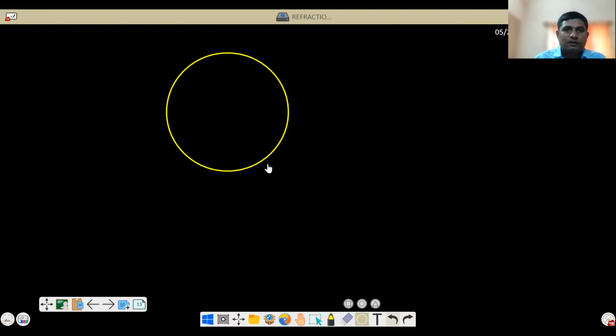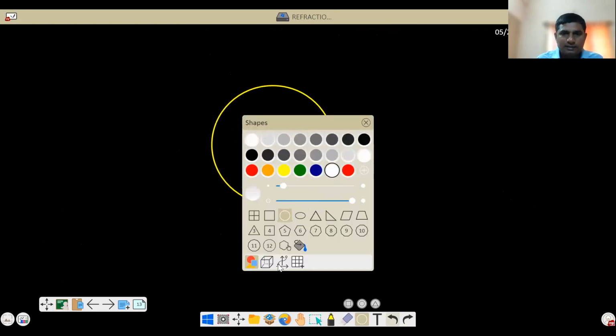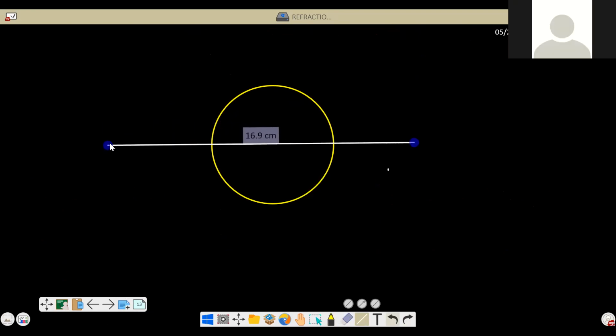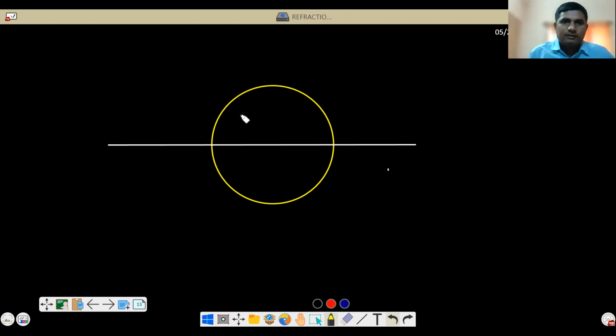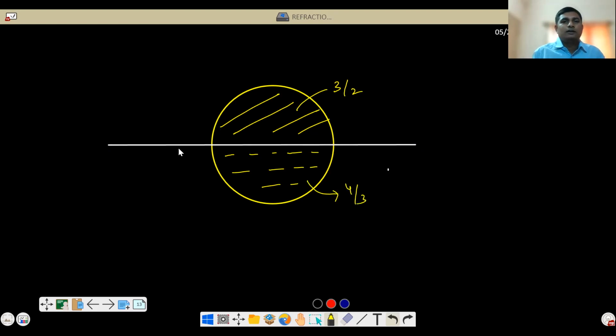This is a sphere, correct or not? Okay, so let's say this is the principal axis. Now previously what we have taken: the upper part is glass, that is 3 by 2, and the bottom part is 4 by 3, correct or not? And then the object is at a distance of 1 centimeter. Same problem.